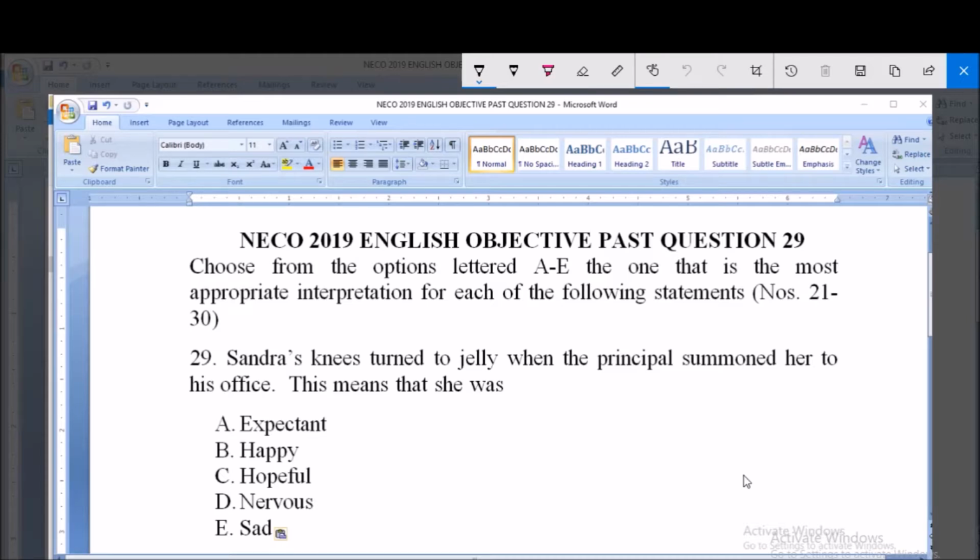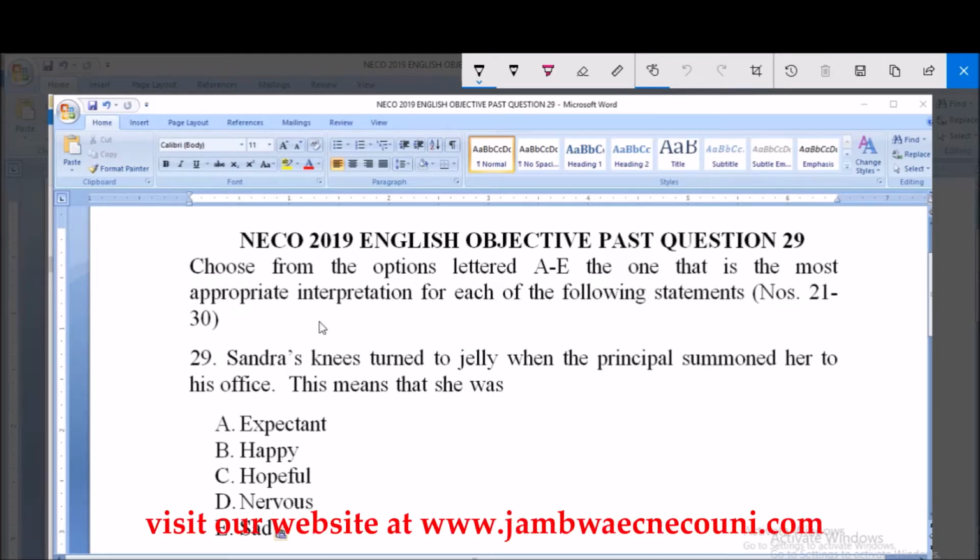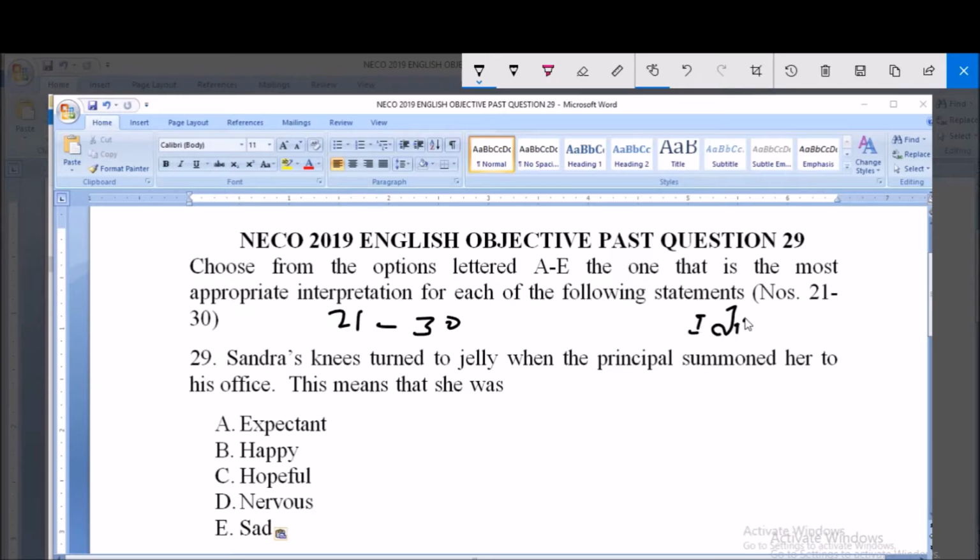Question number 29. The instruction here says, choose from the options letter A to E the one that is the most appropriate option for each of the following statements. This instruction is to answer questions 21 to 30, and the topic is from idioms or idiomatic expressions.